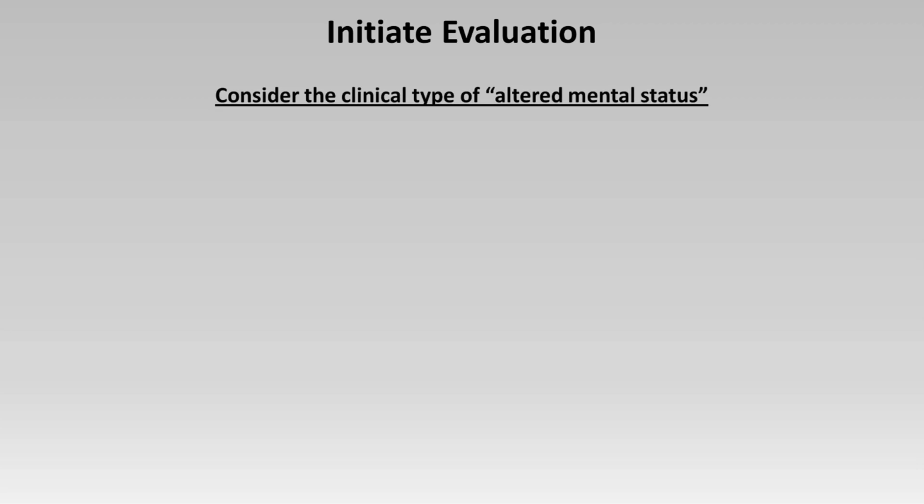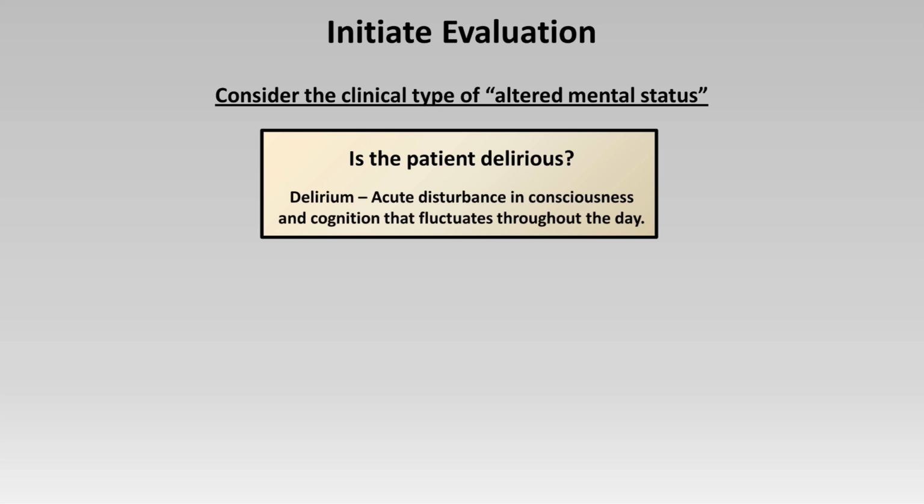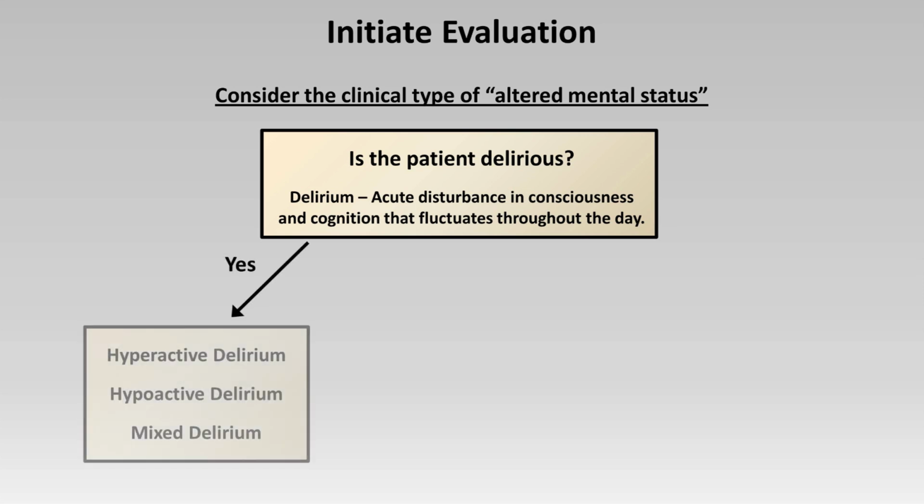As you perform this initial evaluation, after determining the overall apparent severity of the patient's condition, the next most important immediate consideration is determination of the clinical type of altered mental status which the patient is exhibiting. For example, is the patient delirious? Where I'm using that term in a medically precise fashion to mean an acute disturbance in consciousness and cognition that fluctuates throughout the day. If yes, you should decide if the patient is experiencing a hyperactive delirium, in which the patient's agitation predominates, a hypoactive delirium, in which the patient's somnolence predominates, or a mixed delirium, with roughly similar contributions of agitation alternating with somnolence.